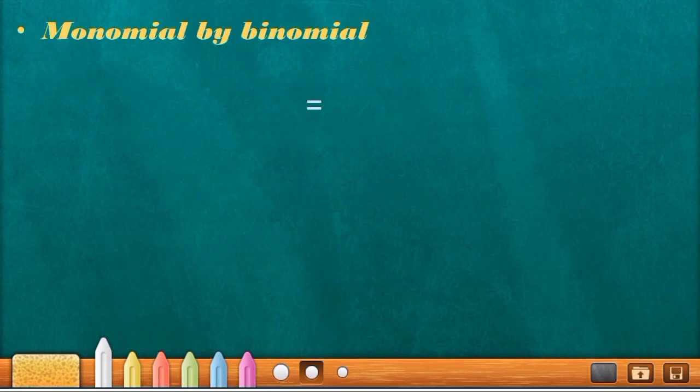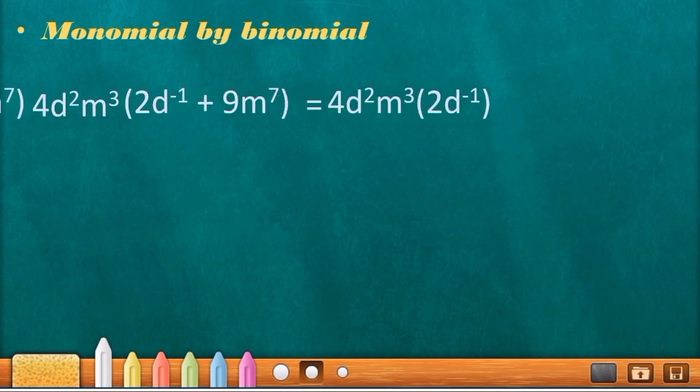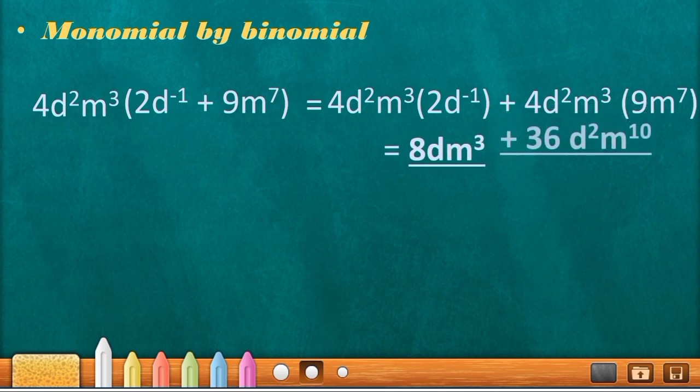Now let's multiply monomial by binomial. 4d squared m cubed times the binomial 2d raised to negative 1 plus 9m to the 7. Using the distributive property, multiply the monomial to each terms of the binomial. Then we will get 8d m raised to 3 plus 36d squared m to the 10.